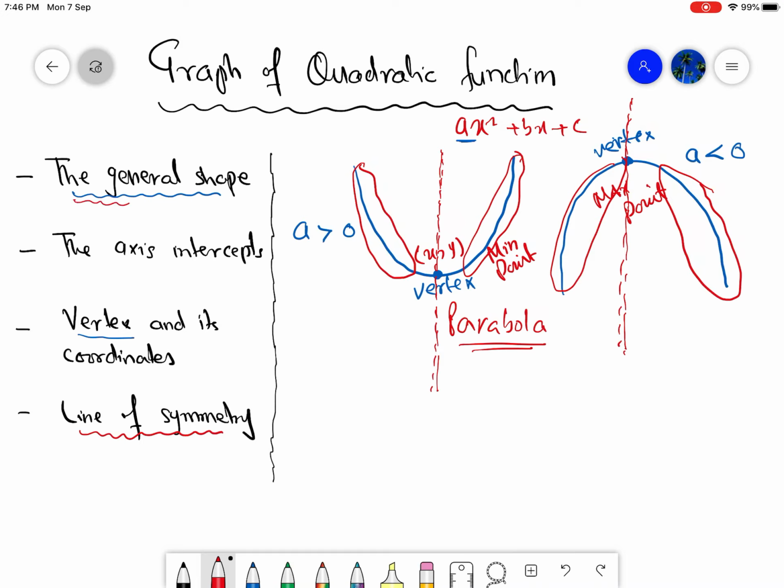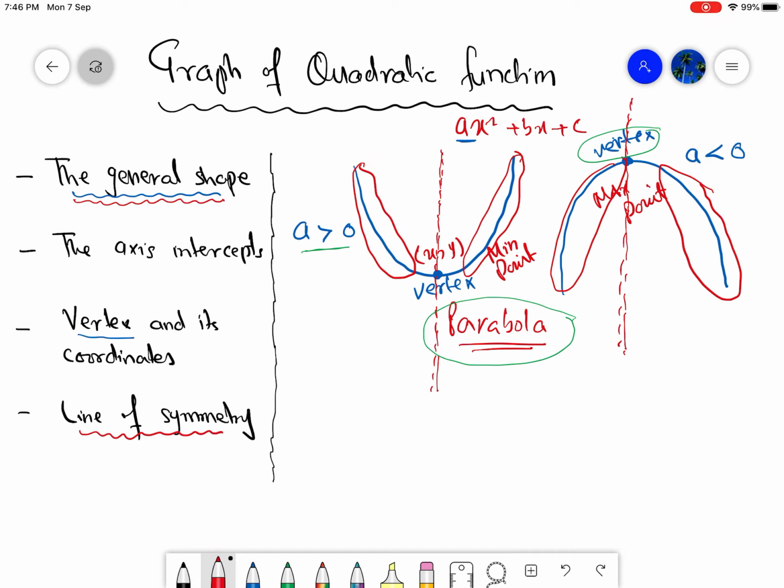Anyhow, what you need to understand here is that the general shape of a quadratic function is known as a parabola, and this parabola has a minimum point at its vertex if a is greater than 0, and this vertex is the maximum point of the parabola if the coefficient of x squared is less than 0. Then there is a line of symmetry which always passes through the vertex, and the graph is symmetrical along this line of symmetry.